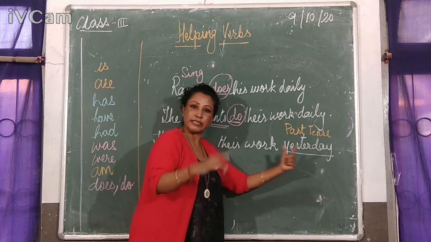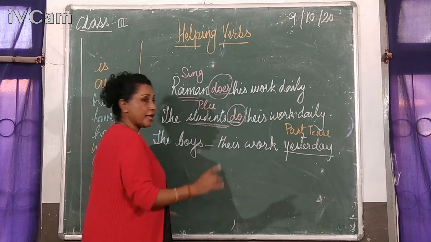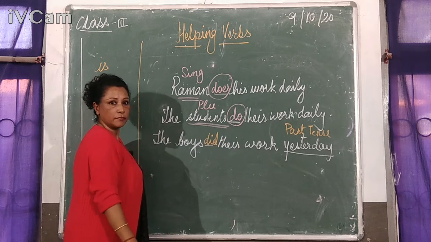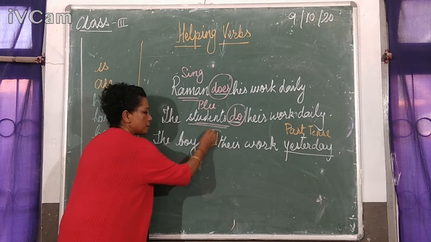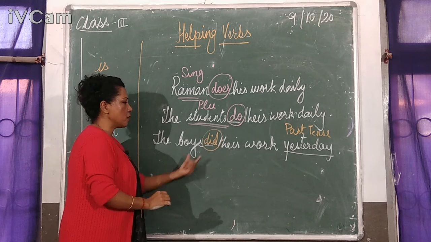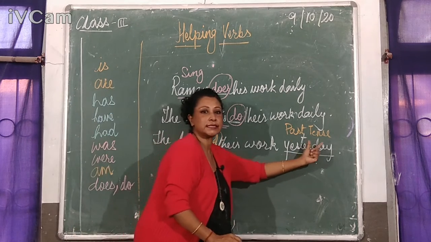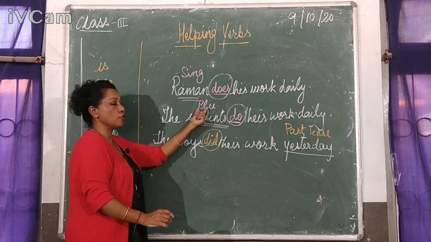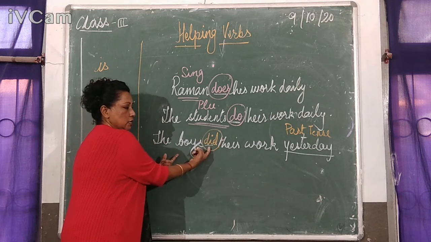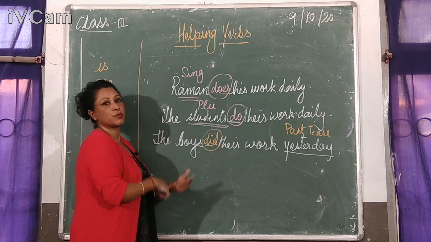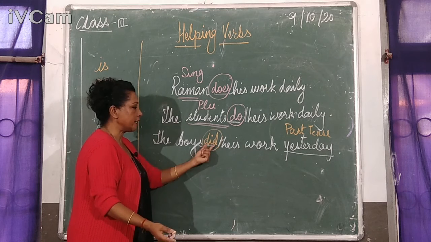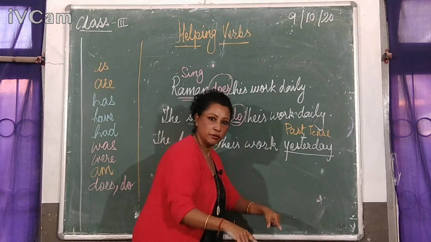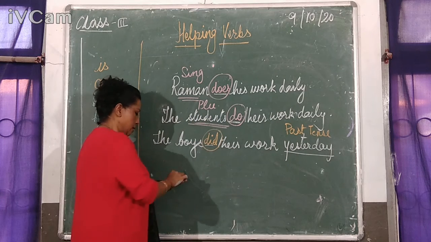So when you talk about yesterday, the past tense, which helping verb will you use? Did. Did is the helping verb which you use for past tense. Did can be for singular and also for plural. Did does not have singular and plural. Did means just past tense, singular or plural. Did you understand?